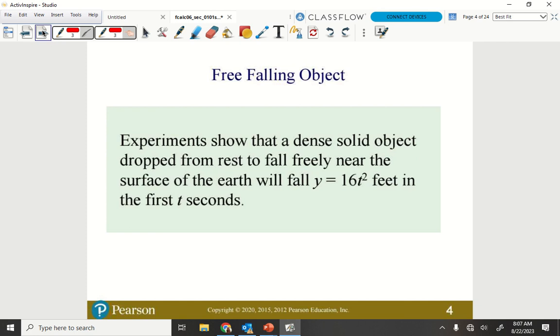Free falling object. Okay, experiments show that a dense solid object dropped from rest to fall freely near the surface of the earth will fall y equals 16t squared feet in the first t seconds. That is standard, always. So when they're talking about stuff falling, they're going to be using this. Sometimes they're going to talk about throwing it first, but falling is going to end up at the same rate.